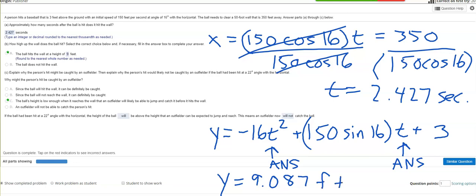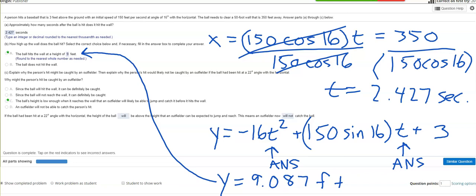Now, the ball needs to clear a 50-foot wall. Well, at 350 feet, we're only 9 feet off the ground. So that's where this number came from. Explain why the person's hit might be caught by an outfielder. So how high up the wall does the ball hit? It hits at 9 feet.